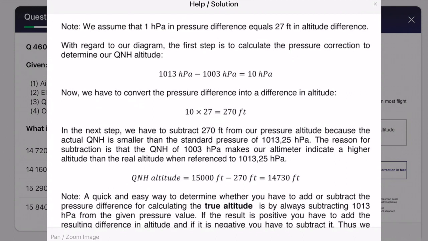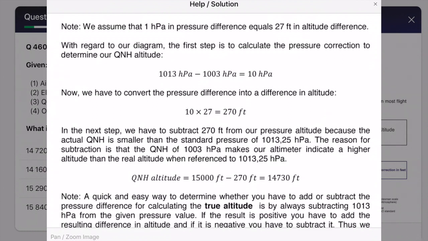The reason for subtraction is that the QNH of 1003 hectopascal makes our altimeter indicate a higher altitude than the real altitude when referenced to 1013 hectopascal. So in this case, the next calculation is: our aircraft is at flight level 150, which is 15,000 feet, minus the 270 feet. This gives us the QNH altitude of 14,730 feet.